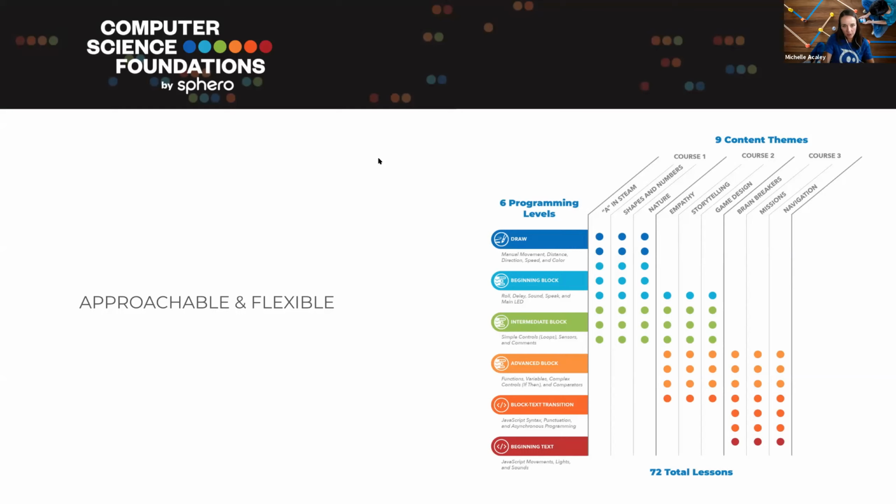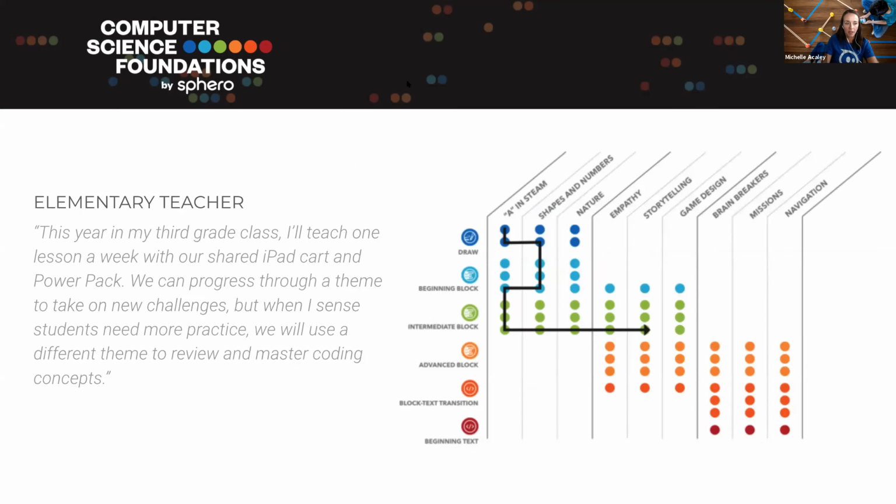So whether you're an elementary teacher or a media specialist, a middle school teacher, or even high school where you're teaching students who have never used computer science or don't know anything about programming, you're able to start with this. Some example pathways that we might see: let's say you're an elementary teacher in your 3rd grade class and you want to teach 1 lesson per week. A pathway could be you start with our draw lessons, the A in STEAM, some of those artistic components, but then you move over to shapes and numbers, which talks about mathematics, and you get into that beginning block.